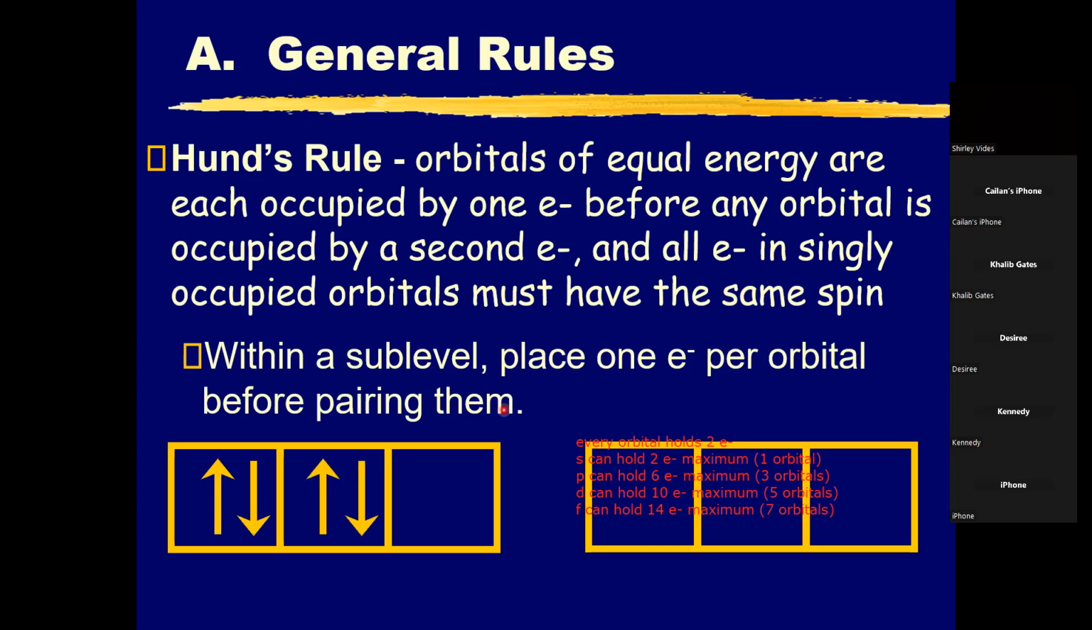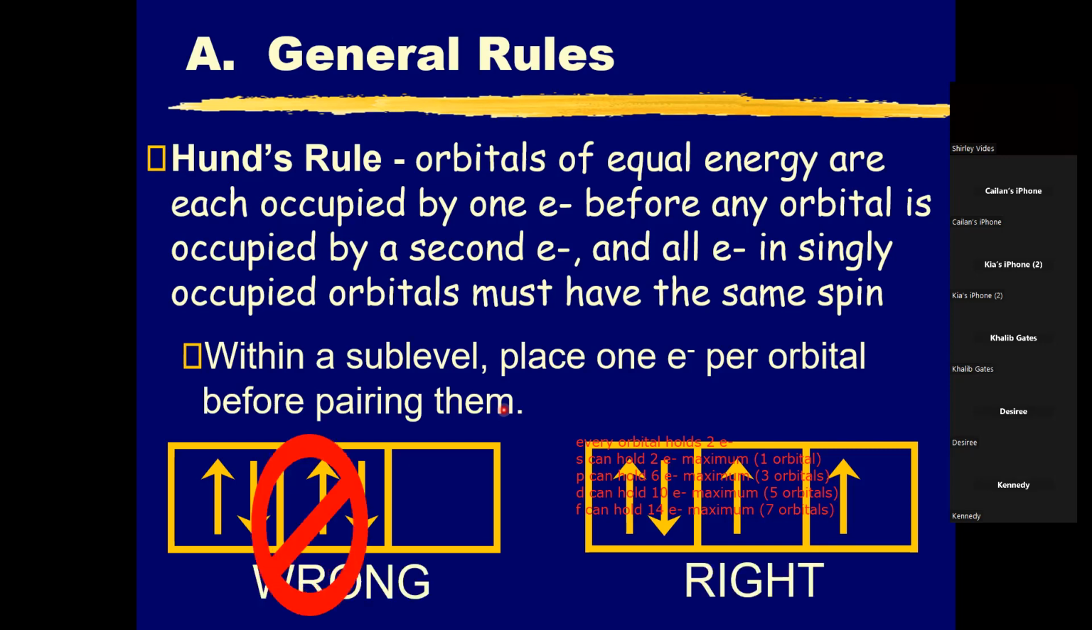we have an orbital diagram on the right and an orbital diagram on the left. Which one of those is correct? Right or left? Right. Correct. That is the correct one. The other one is incorrect because you loaded it before you had one in here. And that's what it's saying. So that's what you need to know.